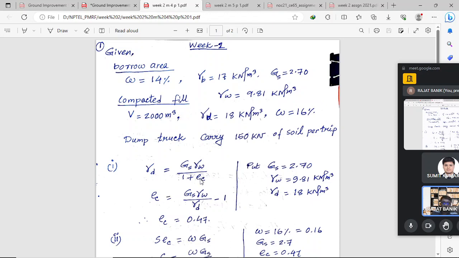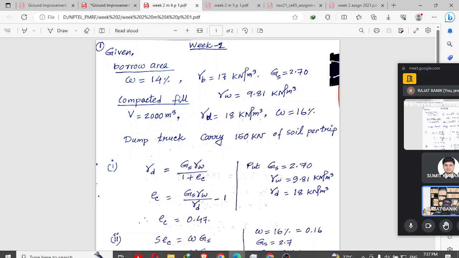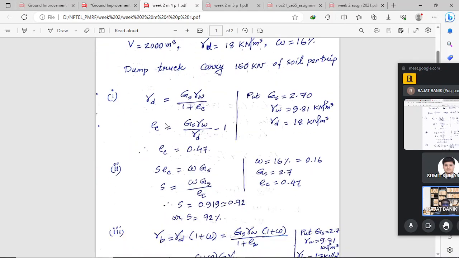Here we write it as e c, where the suffix c denotes the void ratio for the compacted field. If we rearrange the formula and put all the values in, we can easily find the void ratio of the compacted field. Here we find 0.47 for that problem.